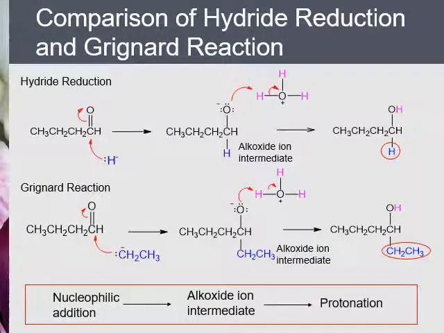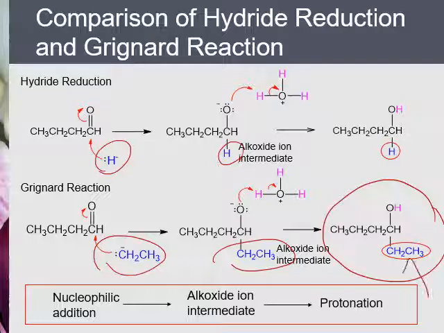Here is a comparison of hydride reduction and Grignard reaction. Both follow a two-step mechanism: nucleophilic addition, then protonation. In hydride reduction it is the hydride that attacks; in the Grignard reaction it is a carbanion from the Grignard reagent. In the alkoxide intermediate, one has hydrogen added, the other has a carbanion or alkyl group added. The second step is protonation. Both give you alcohols. The Grignard reaction gives you a larger alcohol due to the added alkyl group.